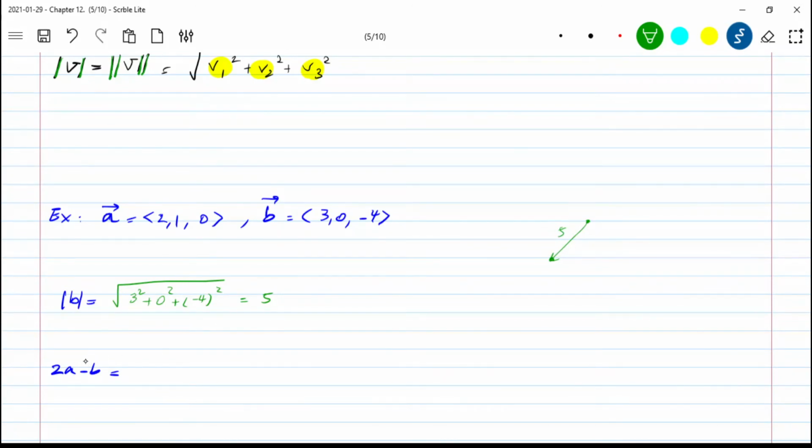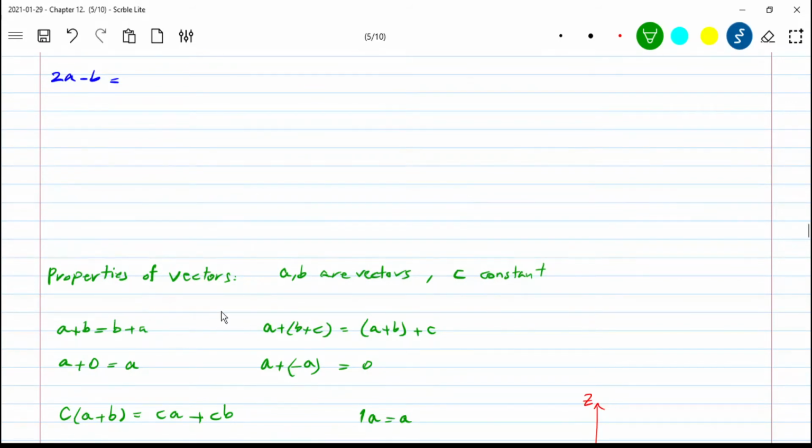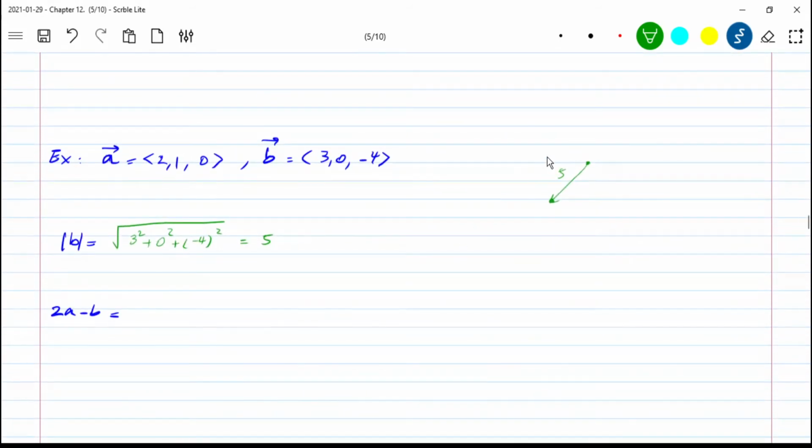What is 2a minus b? We haven't talked about addition and subtraction yet. We have it in the next section, but I just wanted to say that if you don't know the addition and subtraction by calculation at the moment, what you can do is first draw it, then figure out what is 2a minus b.